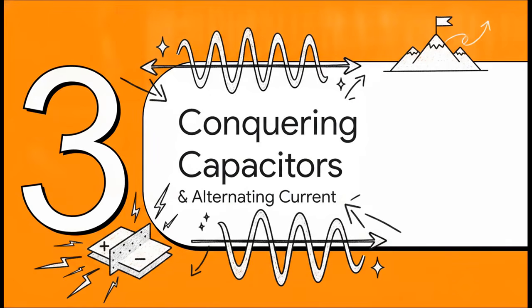Moving on to Section 3, Conquering Capacitors and Alternating Current. Now we're entering a really high-stakes zone that connects multiple complex theories. This is right where top-tier students separate themselves from the rest of the pack.